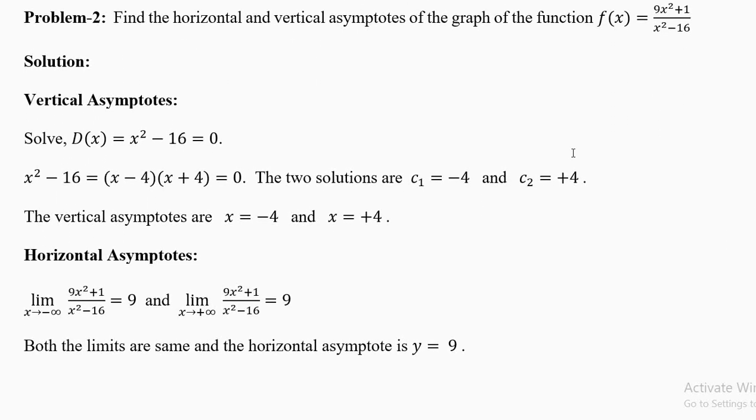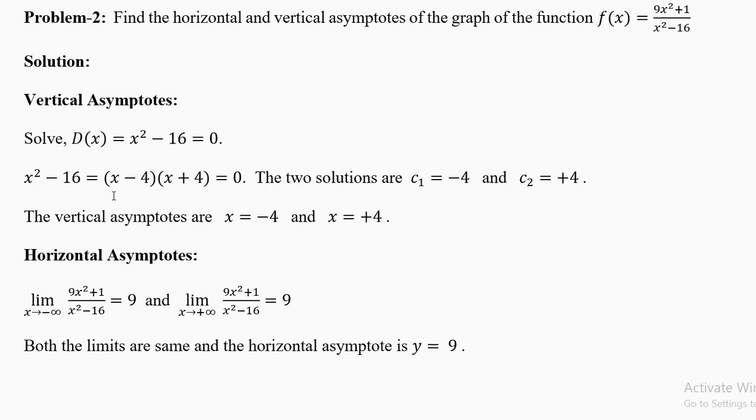Now find the horizontal and vertical asymptotes of the graph of the function f of x equal to 9x square plus 1 divided by x square minus 16. Now look at the denominator. What comes down is called denominator. D of x equal to x square minus 16 equal to 0. Solve this. Remember your domain questions. The idea is just like your domain questions. If you remember the domain, this topic will be easy for you, at least the vertical asymptotes.